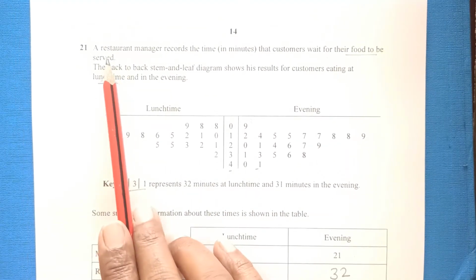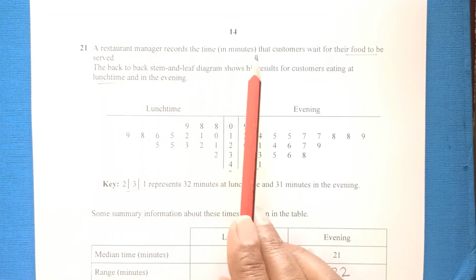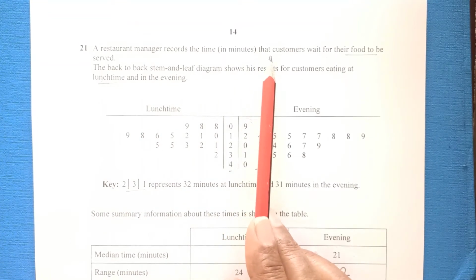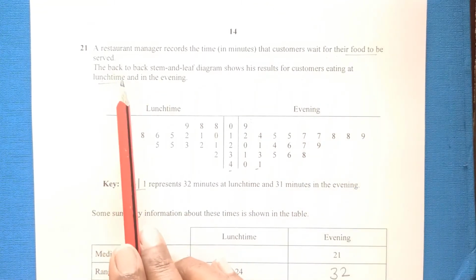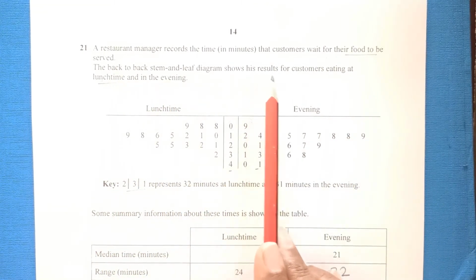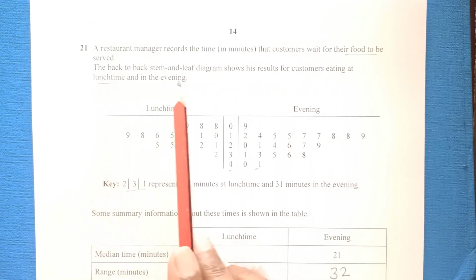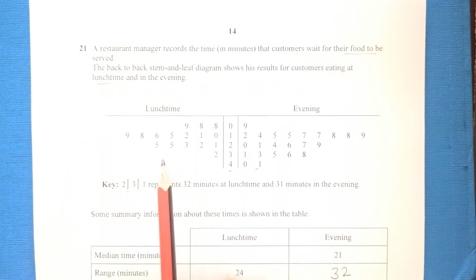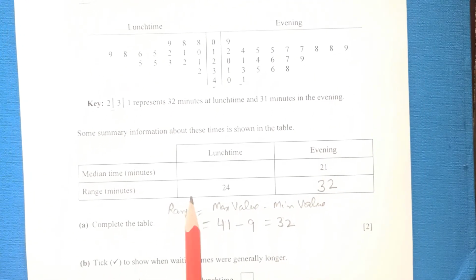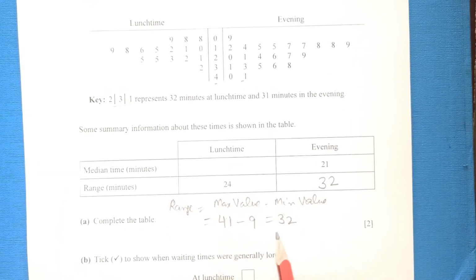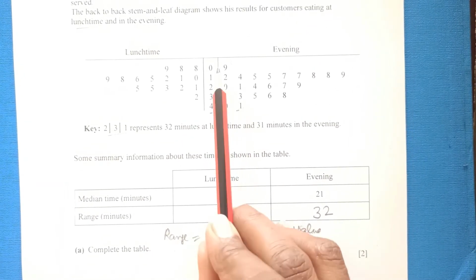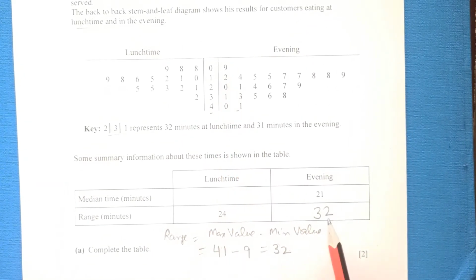Question 21. A restaurant manager records the time in minutes that customers wait for their food to be served. The back-to-back stem and leaf diagram shows the times for customers eating at lunchtime and in the evening. I have already done the range for you. Range is maximum value minus minimum value, that is 41 minus 9. Maximum value is 41, minimum is 9. So the answer will be 32.